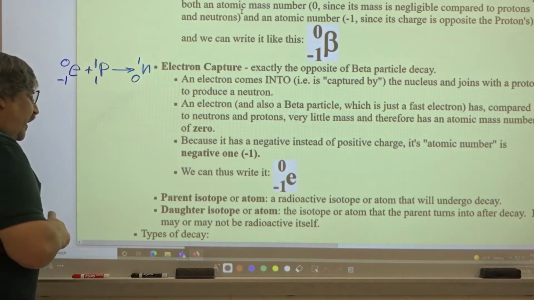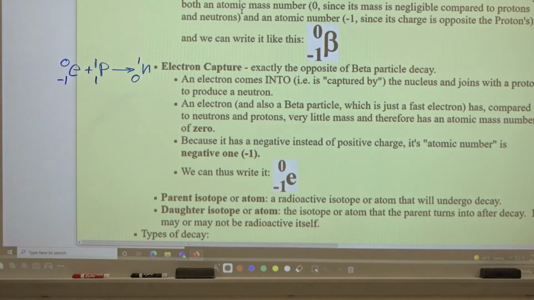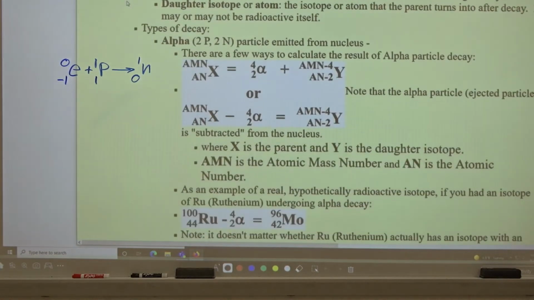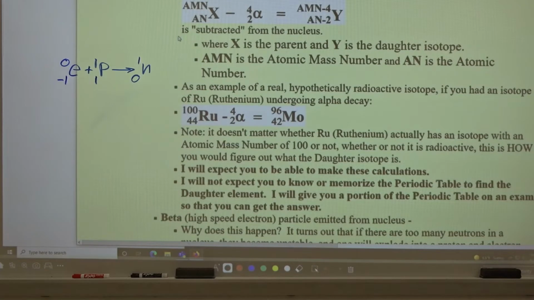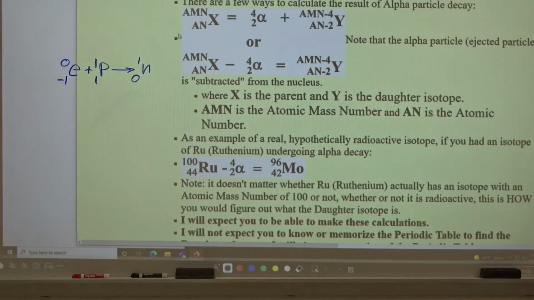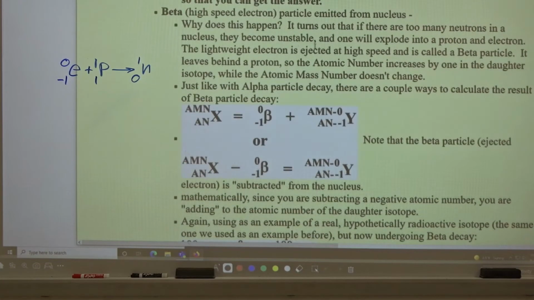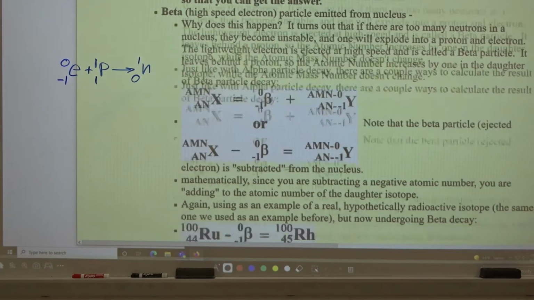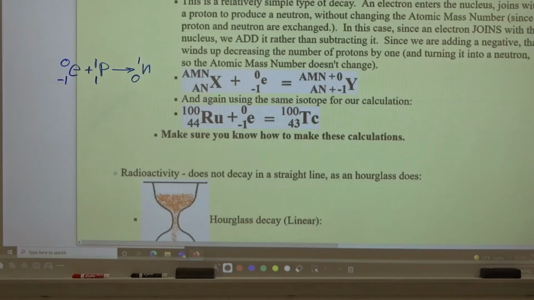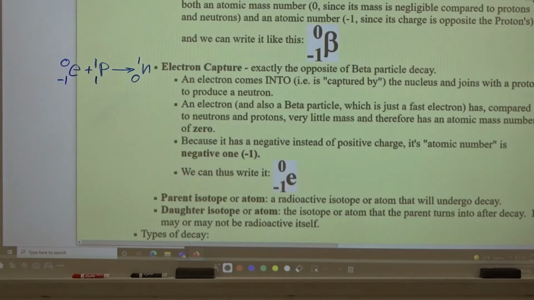So let's take a look at some examples of how this happens and how you can figure out what is going on. I've got some examples right here, and I'm going to invite you to read these on your own. This is alpha particle decay. This is beta particle decay. And here is electron capture. But I'm just going to show you some examples of how to figure this out.